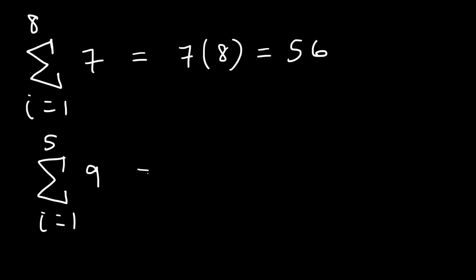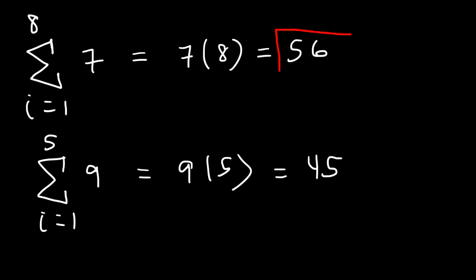Now let's work on some other examples. Try these two problems. Let's say i is 1, the constant is 7, and this is 8. And also, let's say this is 9 and this is 5. So the first one is simply going to be c times n, 7 times 8, so that's 56. For this second example, it's c times n, or 9 times 5, which is 45. So that's how you can evaluate a sum if you have a constant in sigma notation.